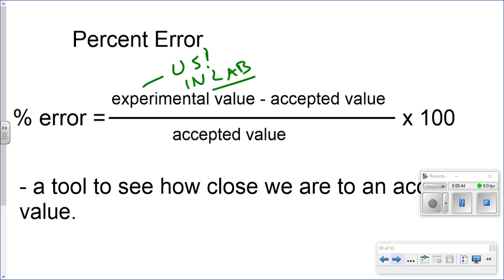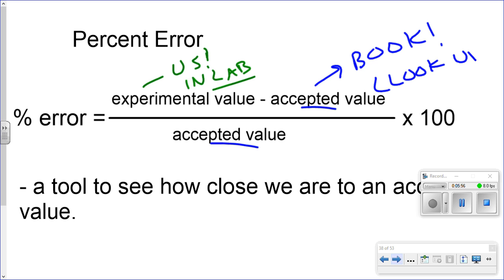The accepted value, notice it's listed twice, and that just means you're going to use it twice. The accepted value is what you're going to find in a book or online. In other words, you have to look these up. You have to look up accepted values. And again, these are the exact same thing. They're equal. It's the same number.